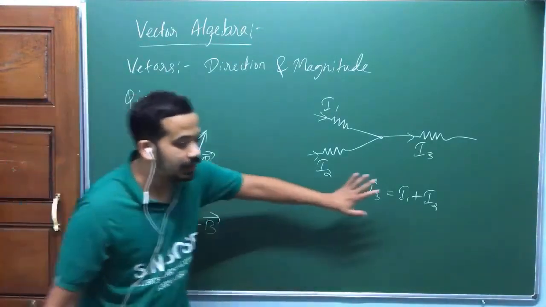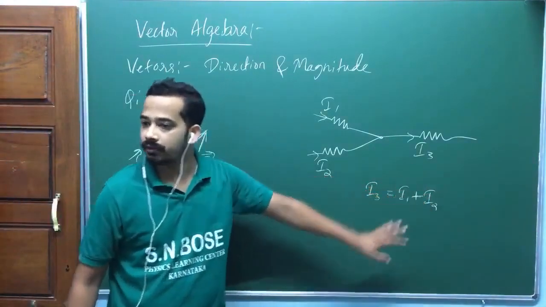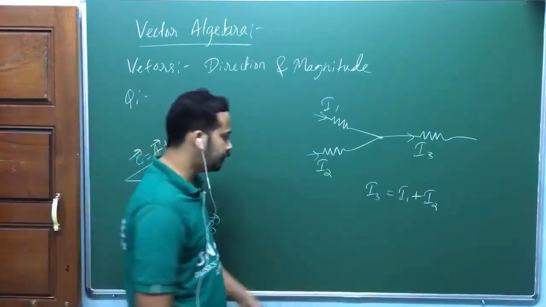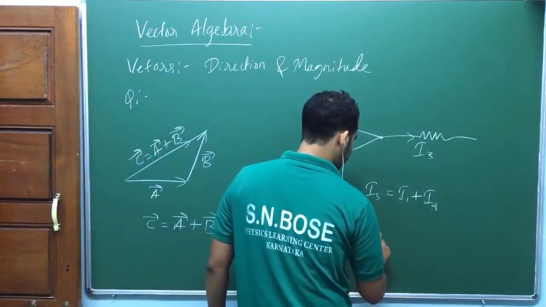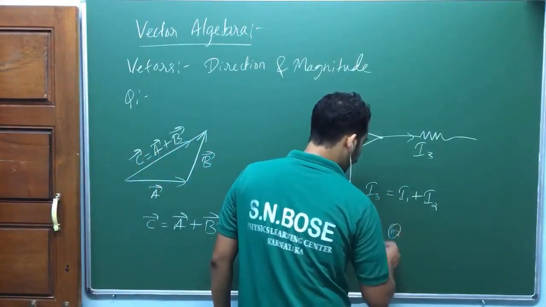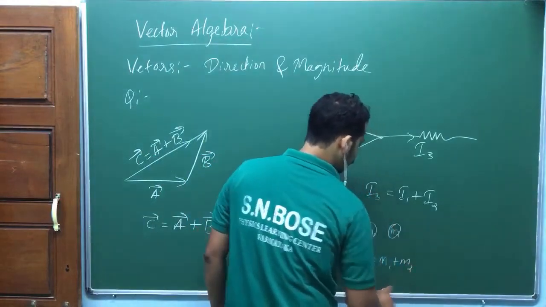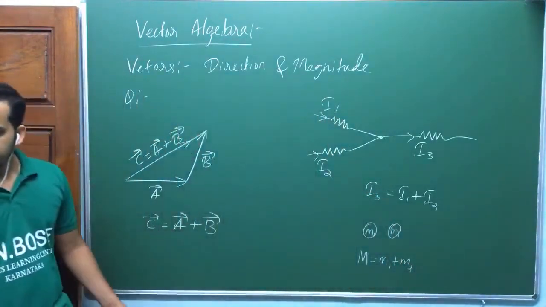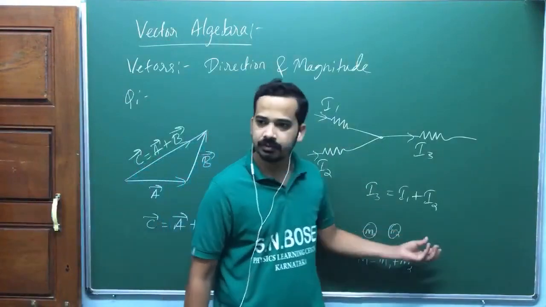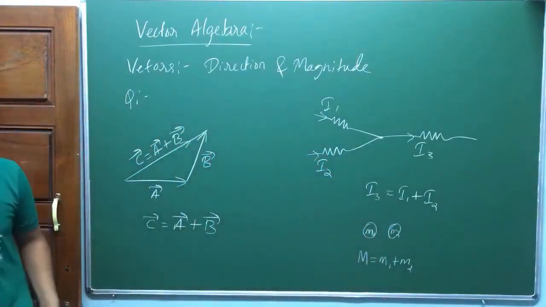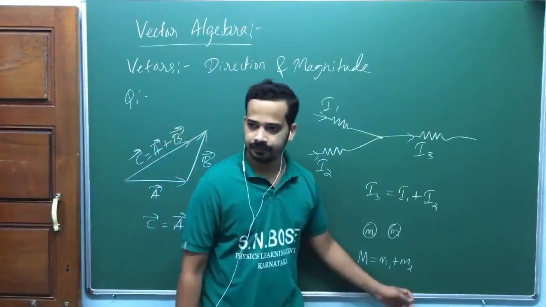So scalars are the quantity which do not follow any additive rule. You simply add them. Suppose you take two masses, M1, M2. What is the total mass? Total mass is equal to M1 plus M2. There is no individual orientation for that quantity called mass, isn't it? We call them a scalar. They add like a scalar.